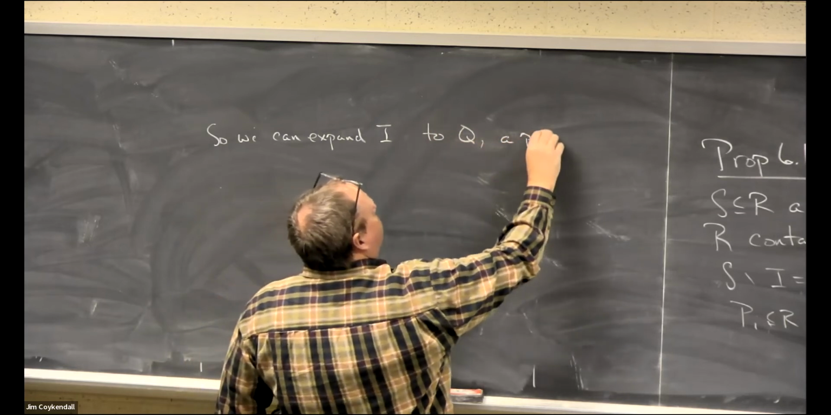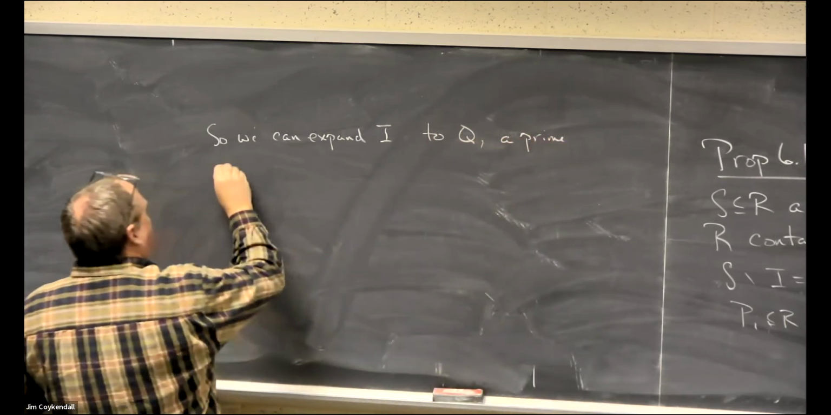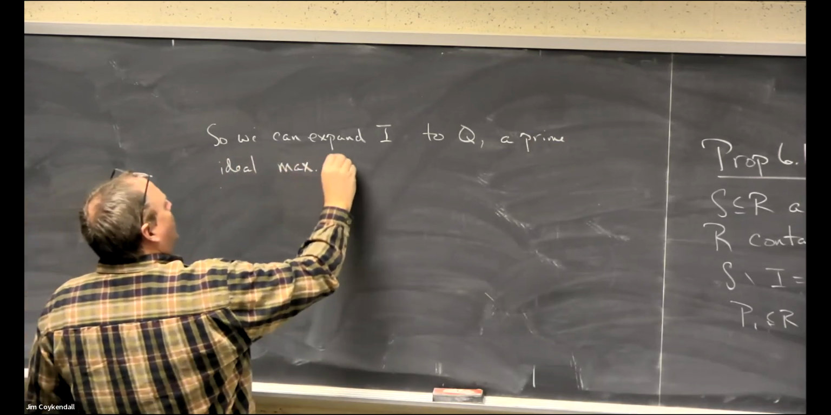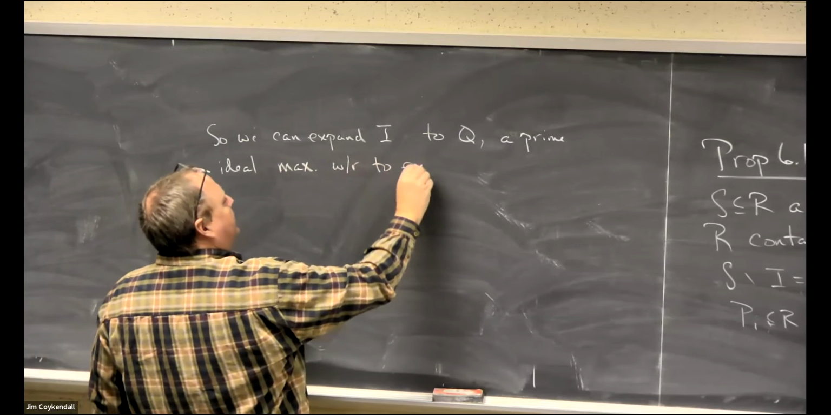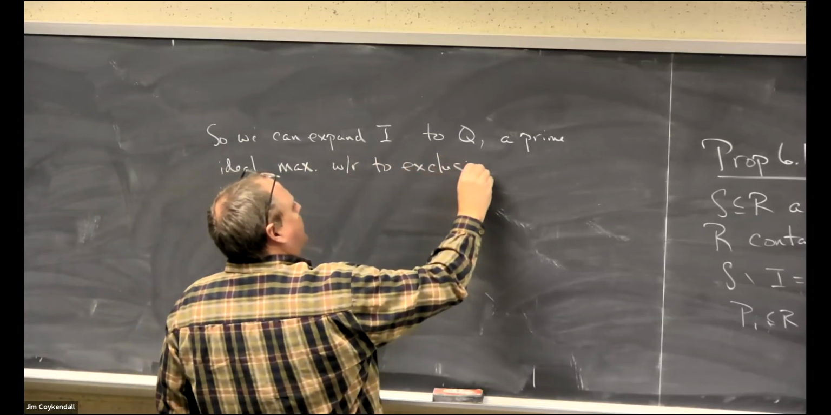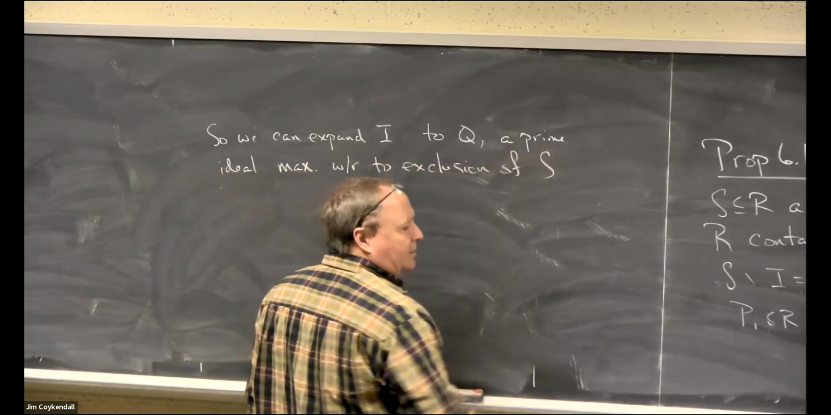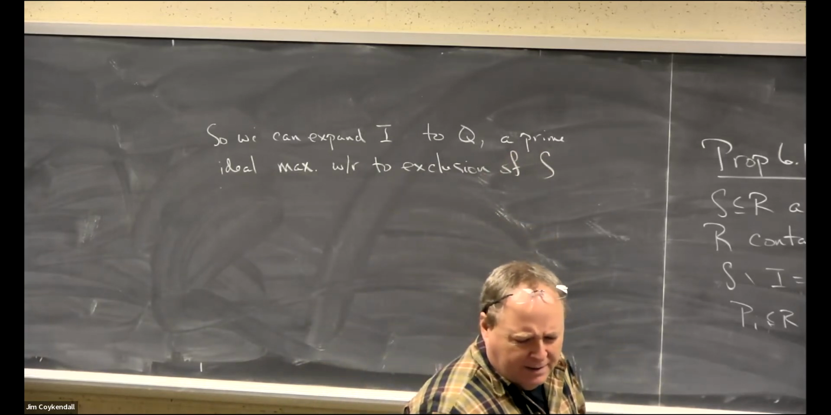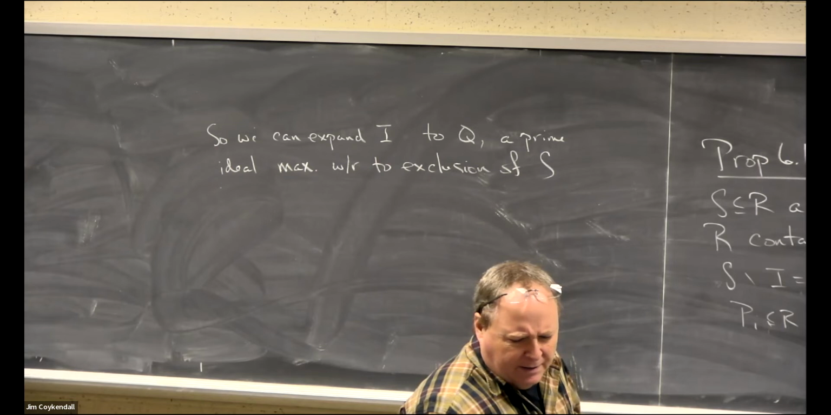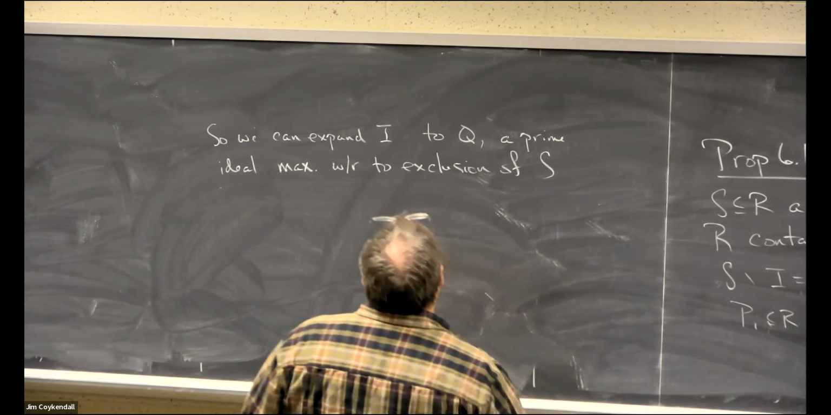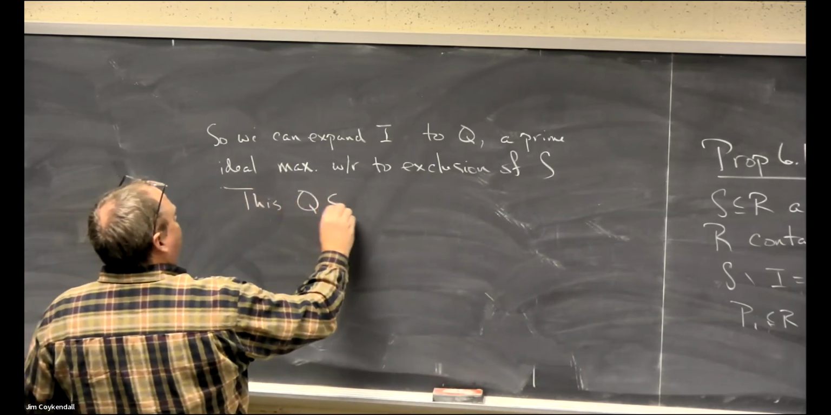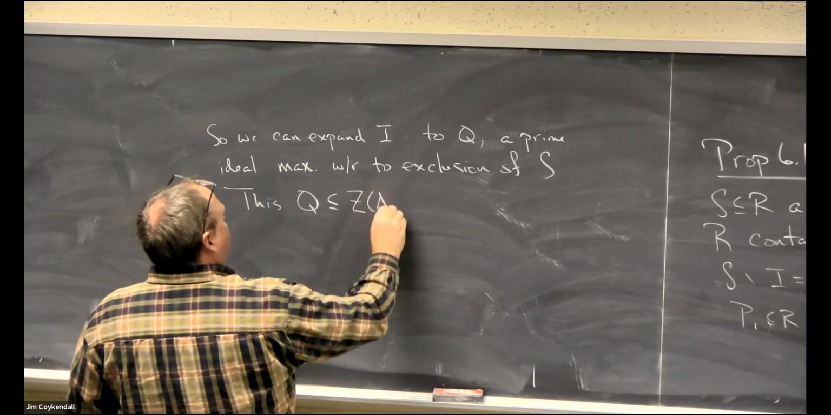A prime ideal maximal with respect to exclusion of S, the set of ABs. So then this Q is contained in ZA.